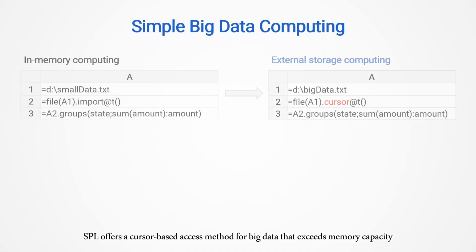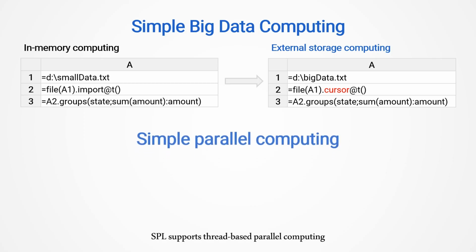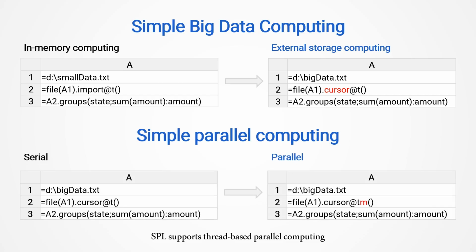SPL offers a cursor-based access method for big data that exceeds memory capacity. Importantly, the code for in-memory computing and external storage computing remains almost identical, requiring no additional workload. SPL supports thread-based parallel computing, allowing full utilization of multiple CPU cores. Enabling parallel computing is very simple, just adding an at-M option, ensuring convenience.